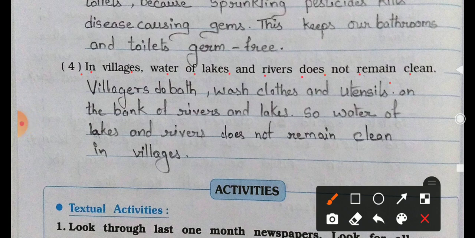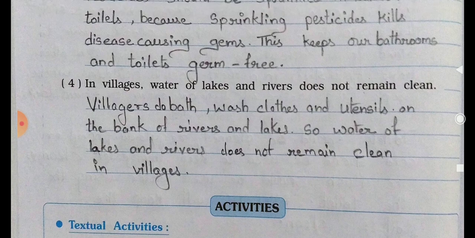Four number. In villages, the water of lakes and rivers does not remain clean. Is it true? Yes. The answer is, villagers bathe, wash clothes and utensils on the bank of rivers and lakes. Bank means kinara. That's why villagers bathe, and wash their clothes, utensils and kettles on the bank of the river and lake. So we can't drink river and lake water. It is not germ free, it is not drinkable.